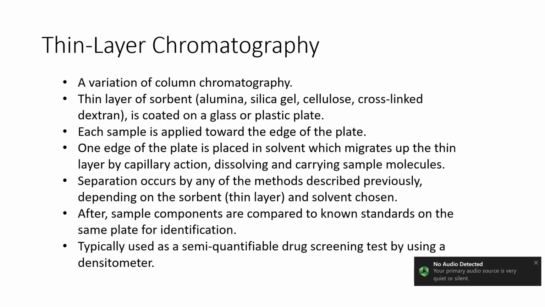Thin layer chromatography. Thin layer chromatography is a variation of column chromatography. There is a thin layer of sorbent, such as alumina, silica gel, cellulose, or cross-linked dextran, which is coated on a glass or plastic plate. Each sample is applied toward the edge of the plate. One edge of the plate is placed in solvent, which migrates up the thin layer by capillary action, dissolving and carrying sample molecules up with it.